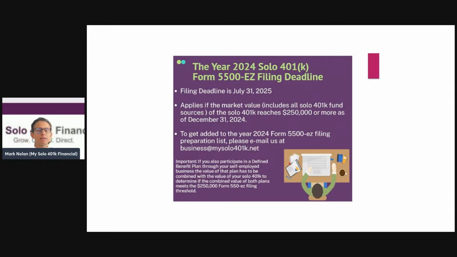And if it meets that greater than $250,000 value threshold, then a 5500 Easy needs to be filed with the government by July 31st of this year. And again, you need to let us know, and we'll prepare that for you for your signature and then file it electronically with the government.